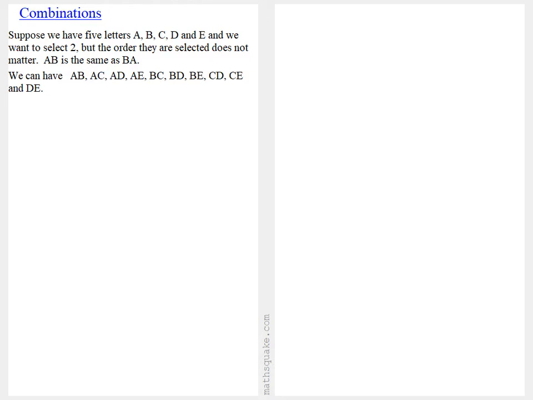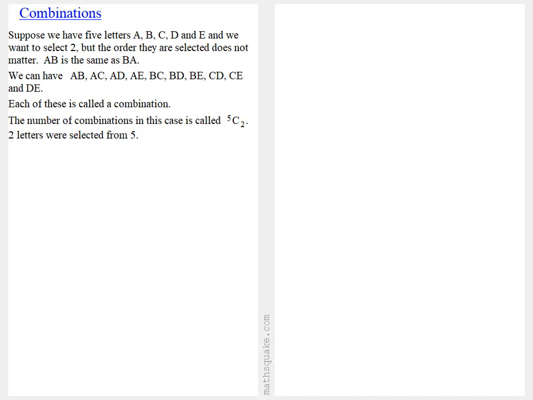Then we have AB, AC, AD, AE, BC, BD, BE, CD, CE and DE. Each of these is called a combination. The number of combinations in this case is called 5C2. 2 letters were selected from 5.